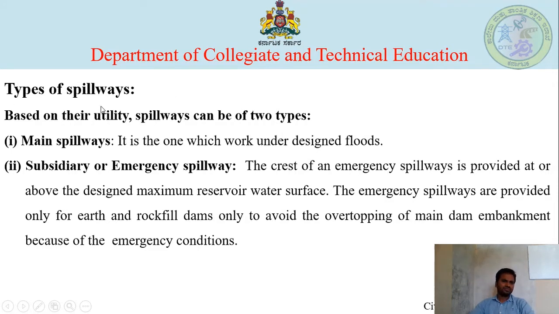Next, types of spillway. Based on their utility, spillways can be of two types. The first one is the main spillway, the second one is the emergency spillway. The emergency spillway is also called a subsidiary spillway. The crest of an emergency spillway is provided at or above the designed maximum reservoir water surface. Emergency spillways are provided only for earth and rockfill dams to avoid overtopping of the main dam embankment because of emergency conditions.